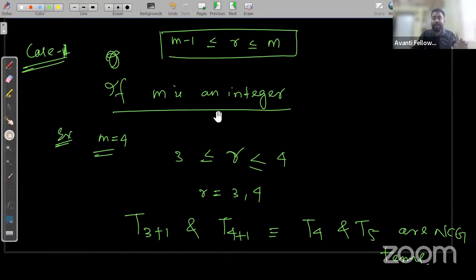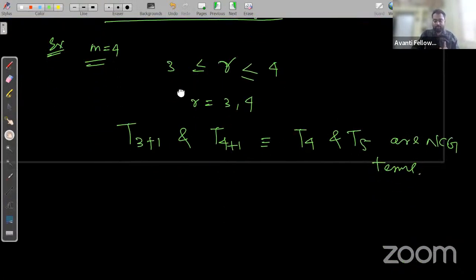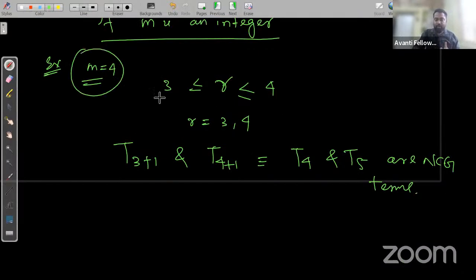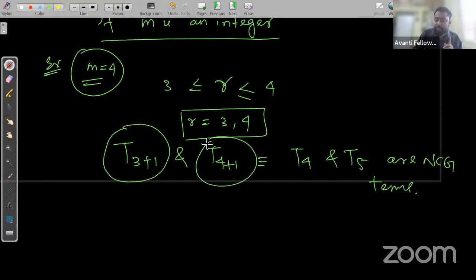Is that clear? When m is an integer, suppose I am taking m is equal to 4, then r is lying between 3 and 4. That is because r is greater than or equal to m minus 1. So m is 4, so m minus 1 is 3, and it is less than or equal to m, that is 4. So in between 3 and 4, where 3 and 4 are included, r is 3 and 4. So if you are getting r as 3 and 4, then the numerically greatest terms are t r plus 1. When r is 3 and 4, you are getting t4 and t5 as the numerically greatest terms.